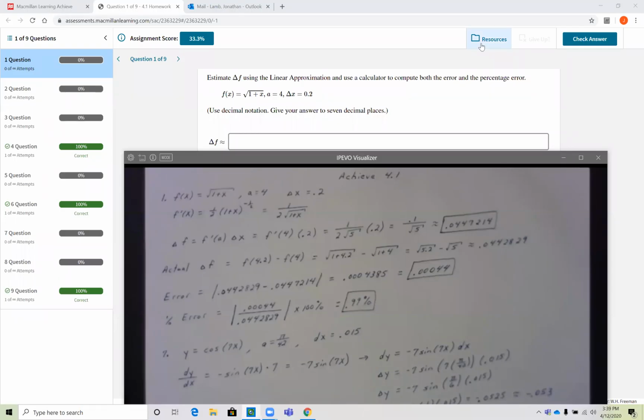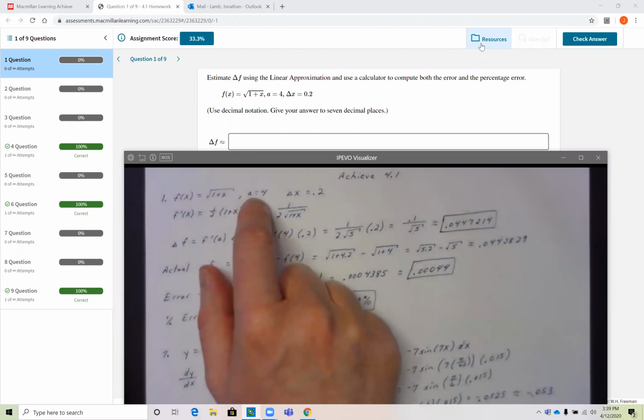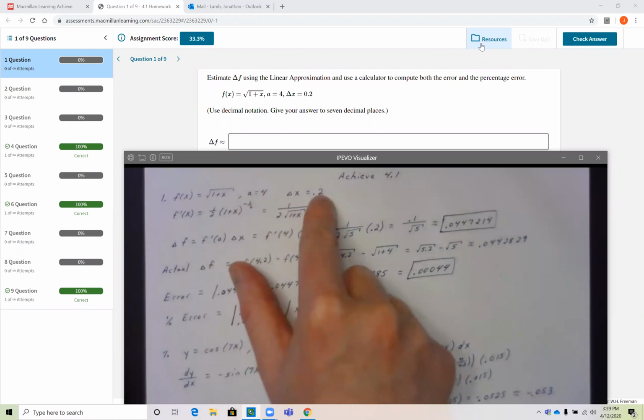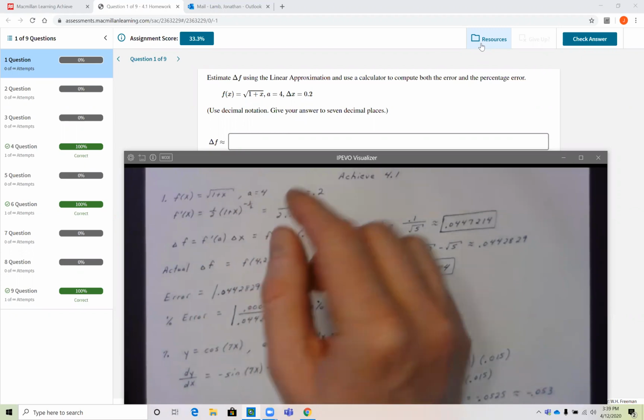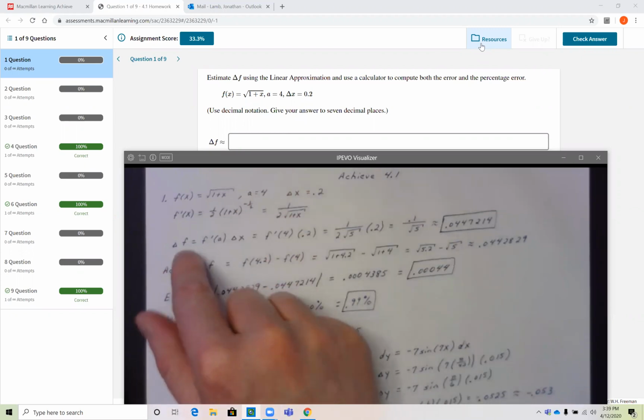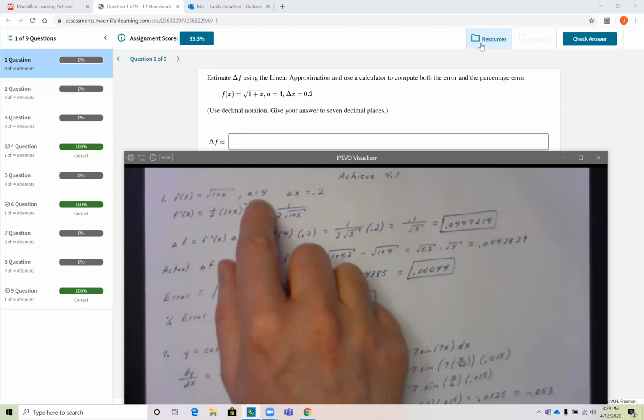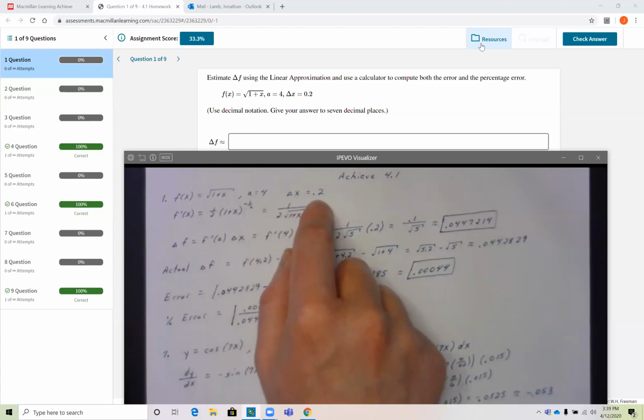Hey guys, we had some questions on problems 1 and 7 in Achieve 4.1, so I thought I would look at them here with you. The first problem looks at f of x is equal to the square root of 1 plus x. And the value of x that you're interested in, remember, a is always the value that you're interested in, is x equals a is equal to 4, and the change in x is equal to 0.2. So we're supposed to approximate the change of f in our function as x moves from 4 to 4.2.